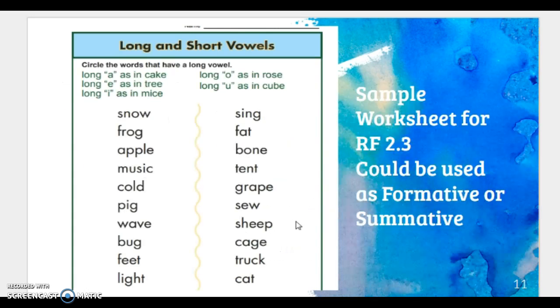Here's just an example of a sheet that I found that could possibly be used as a summative to see how students are moving on and if they've learned everything, or you could use it as a formative if you wanted to do it as a check and then find something similar to this as a summative assessment.